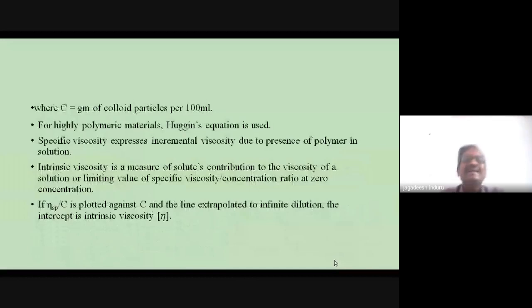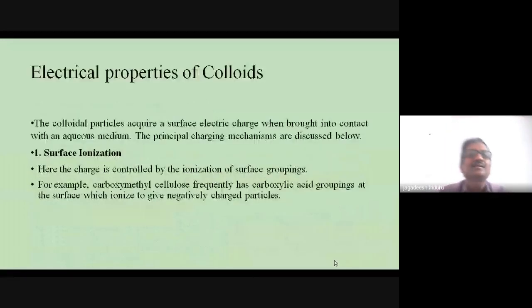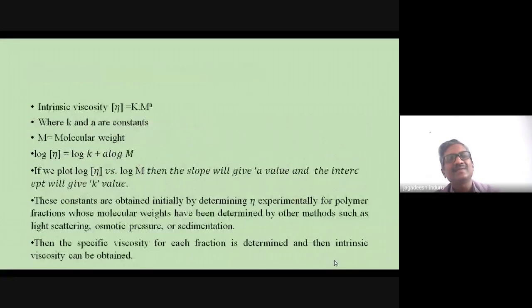Now we are having electrical properties. We have seen the optical properties. We have seen kinetic properties. There are 5 properties in the kinetics. You have already seen the 5 properties. So these 5 properties are given one by one.